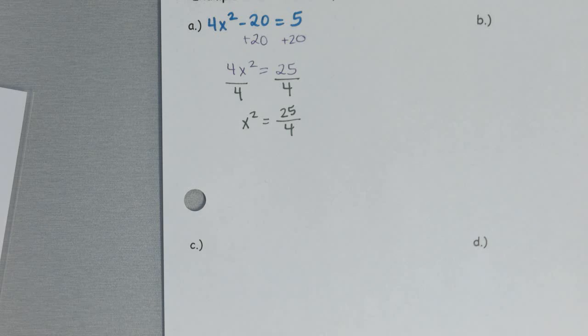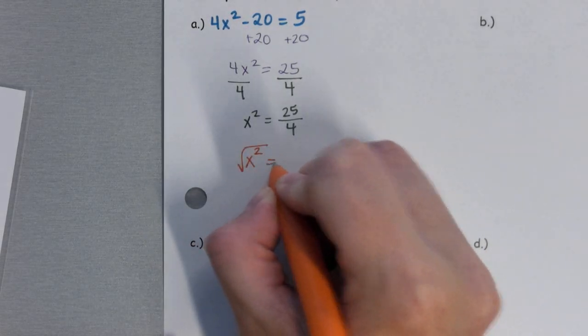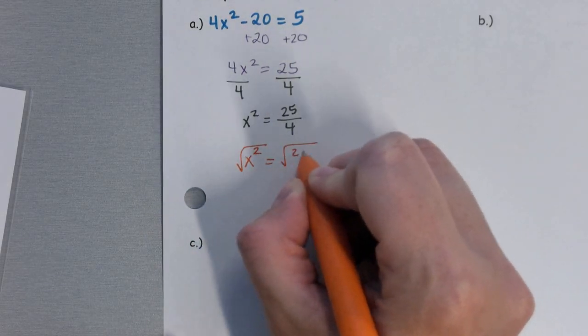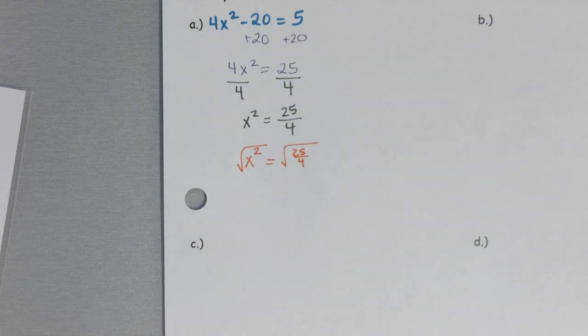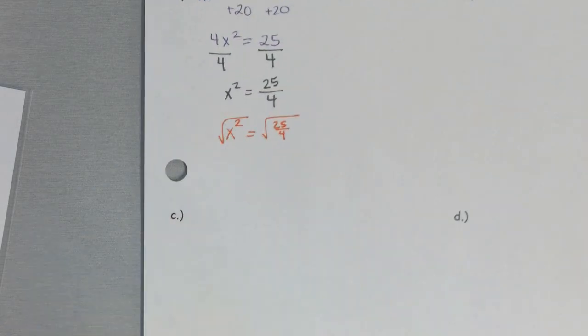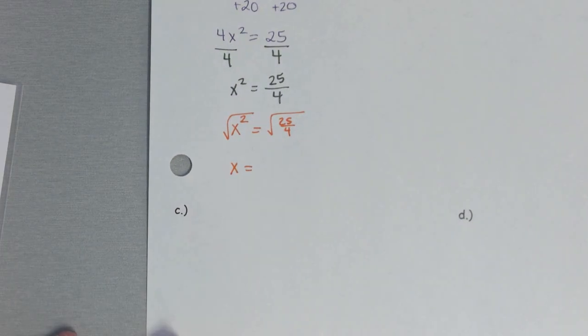You can come in here and share too. Okay, so we're going to take the square root, and remember that what the square root does is the inverse operation of x squared. So when you take the square root, it undoes that power of 2. The reason why is so that we can get x.